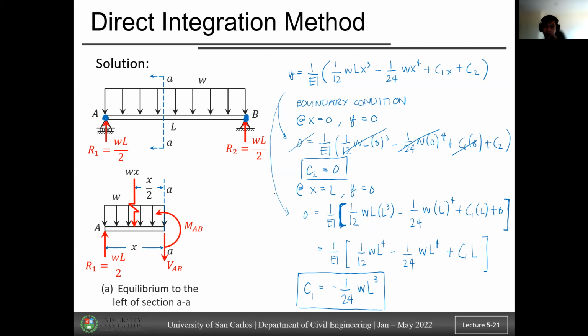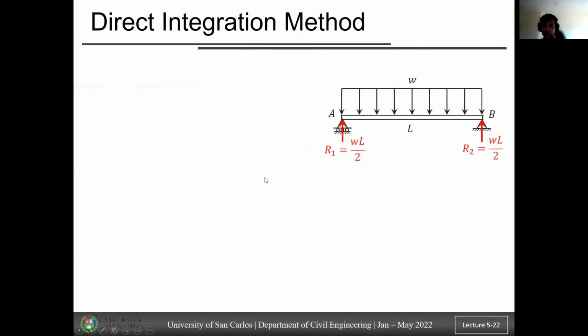L cube. And then once you have your C1 and C2, you're going to complete now your deflection equation, which represents the entire span of the beam. Okay, so this would be now the solution to the second part. It's still double integration that we're doing. We're not yet done.